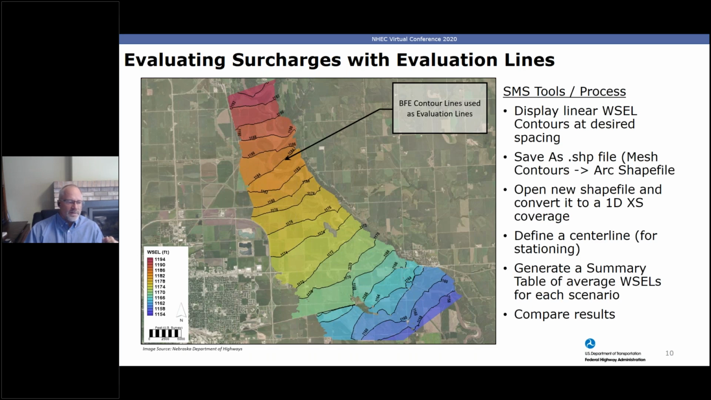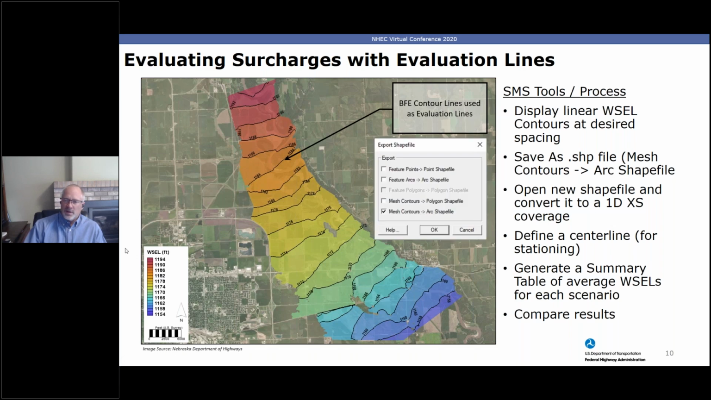Now, in the bullets on the right, I've outlined the process in the SMS software package for converting these base flood elevation lines to evaluation lines. Okay, so it involves exporting these linear contours to a shapefile. And once you've exported these to a shapefile, it's quick to turn around and import those back into SMS, and you can set them as a cross-section coverage.